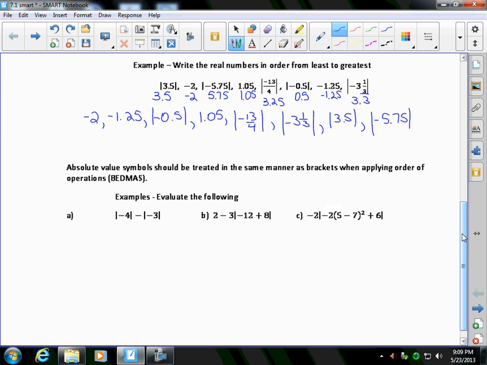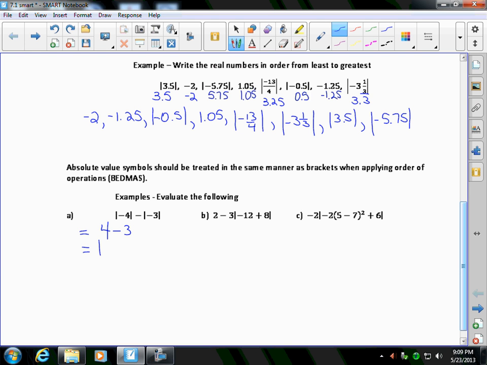So the next part says absolute value symbols should be treated in the same manner as brackets when applying order of operations. So BEDMAS applies to this. You always do your exponents, then multiplication and division, and then addition and subtraction. So absolute value of -4 is equal to 4, minus absolute value of -3 is 3, so my answer is 1.